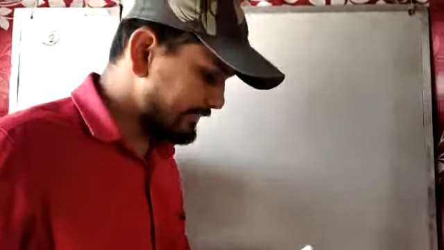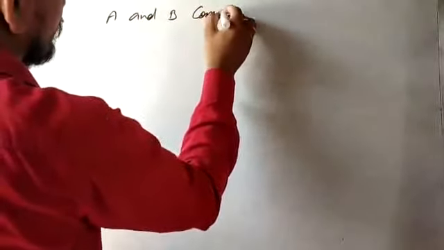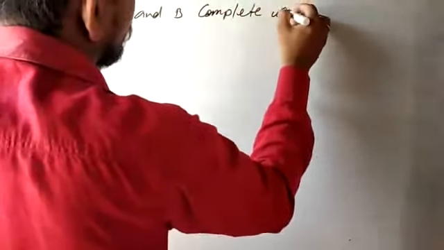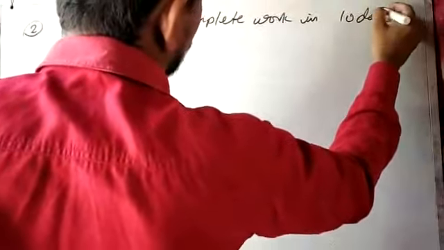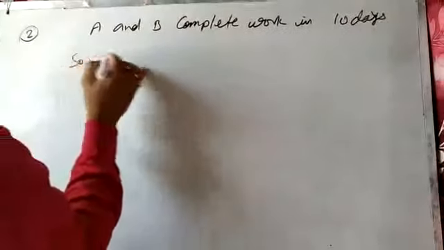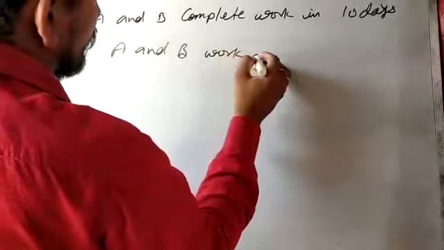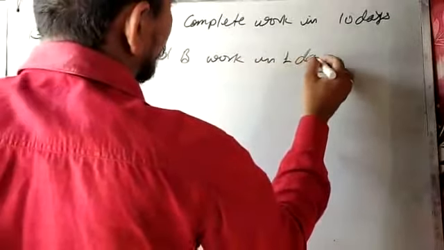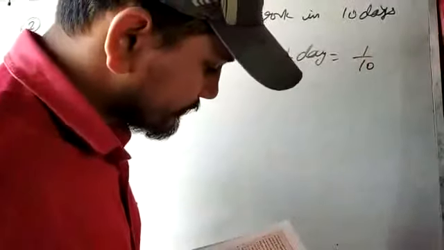A and B working together can do a piece of work in 10 days. Okay, A and B complete the work in 10 days. So A and B's work in 1 day is equal to 1 by 10.